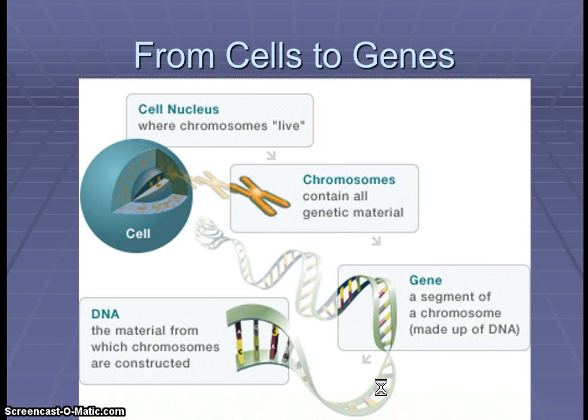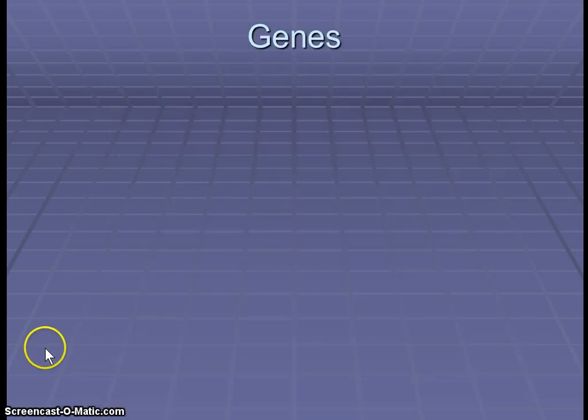So how do we get from a cell to our genes, our genetic information? Remember, inside of the cell is the nucleus. Inside the nucleus are the chromosomes, those little X shapes that you've seen on our diagrams. Chromosomes contain all genetic material. Each chromosome has many different segments, and each segment is called a gene. A gene is made up of DNA. So DNA is the material that's in the genes on the chromosomes.